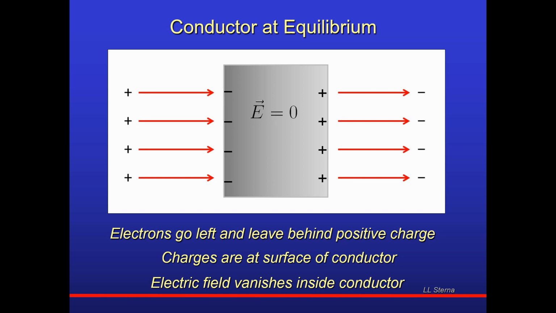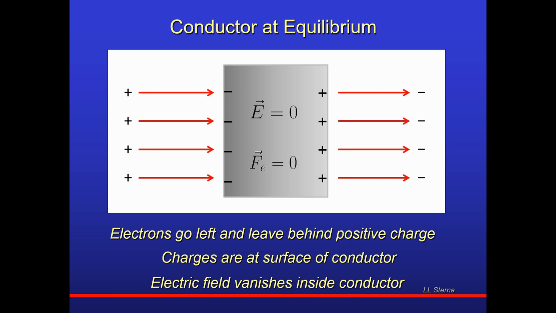If the electric field is zero, remember force is equal to Q times E. The force on the charges is also zero. When the forces sum to zero, this is the condition of equilibrium. We say, therefore, when a conductor is at equilibrium, that the electric field inside the conductor vanishes.